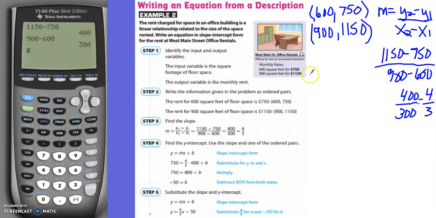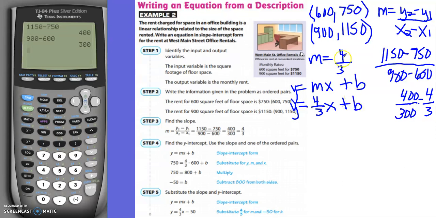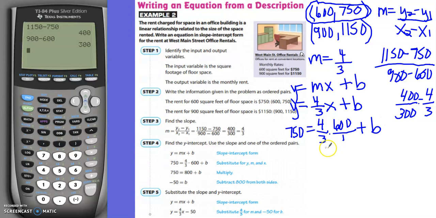Now, if we're going to write this in y equals mx plus b format, we don't know what the b is, but we can solve for the b. So let's just take one of the ordered pairs. This one would be fine. So let's take 600 and 750 and plug it in. So we have 750 equals 4/3 times 600 plus b. We can simplify the diagonal. It can go in there 200. So 200 times 4 is 800.